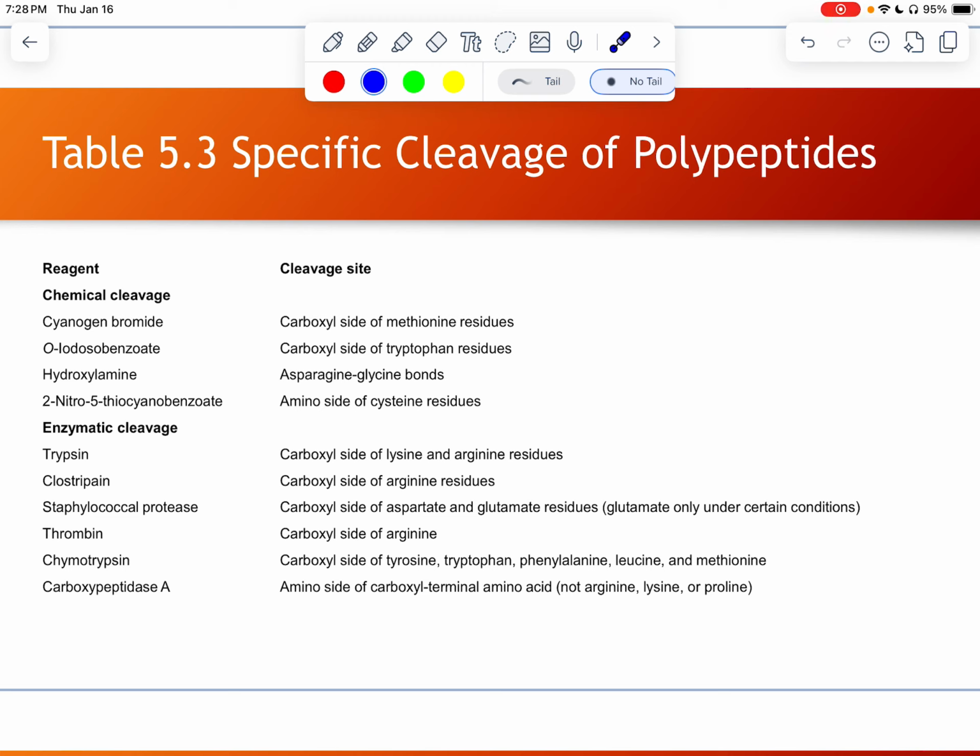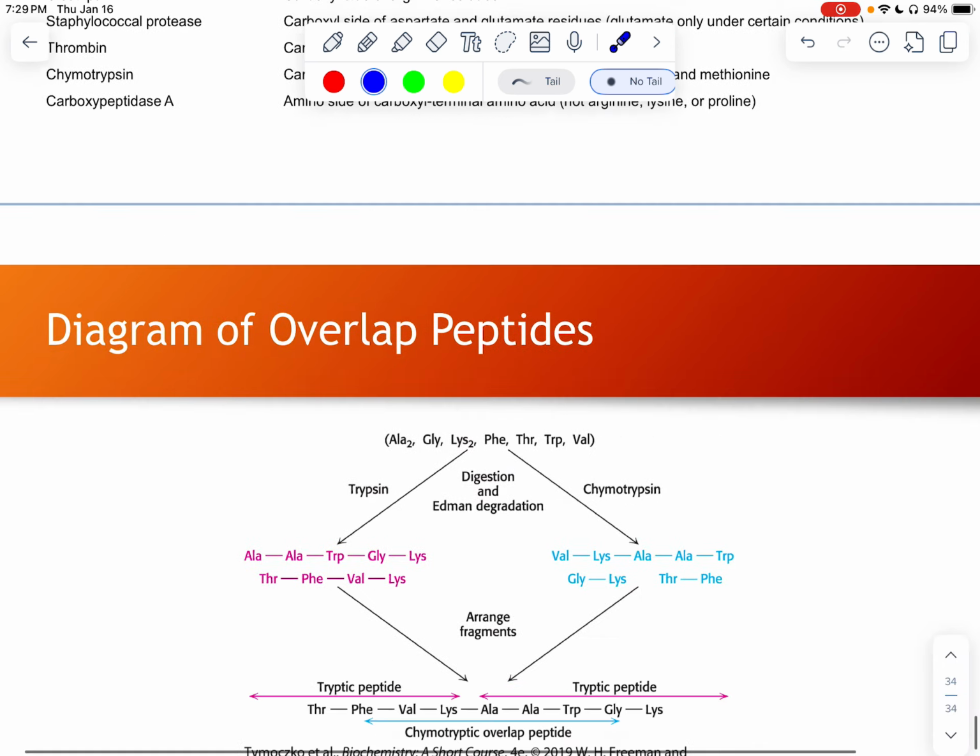So cyanogen bromide will always break the polypeptide at the carboxyl side of methionine. Or trypsin will always break it at the carboxyl side of lysine and arginine. What else do I want to look at? Chymotrypsin, carboxyl side of tyrosine, tryptophan, phenylalanine, leucine, and methionine. So we have these things that we know where they will cut the polypeptides. All right, so let's think about how we would do this.